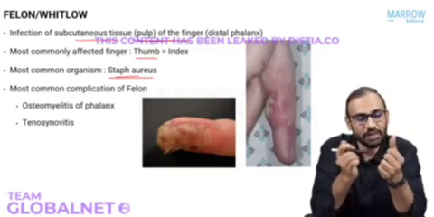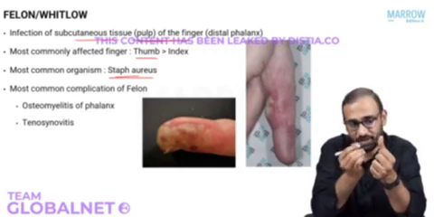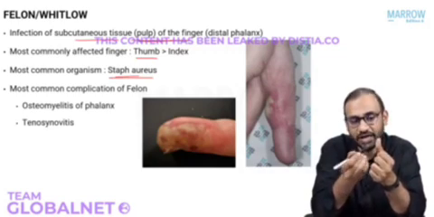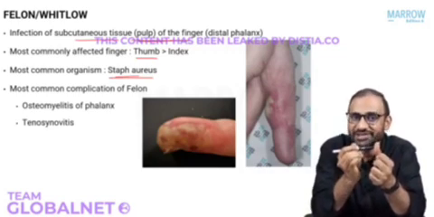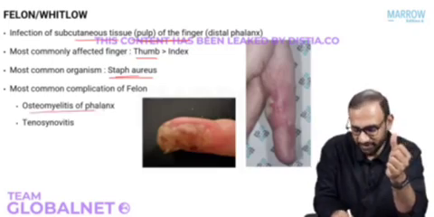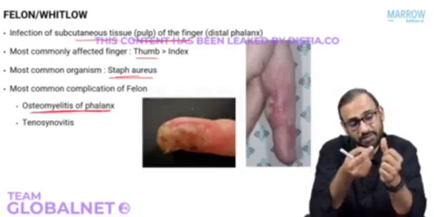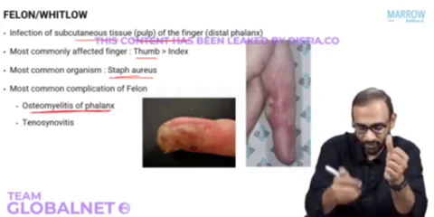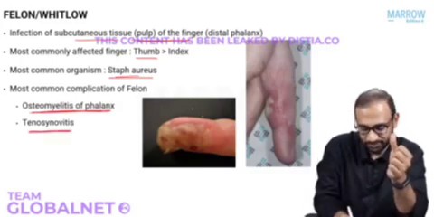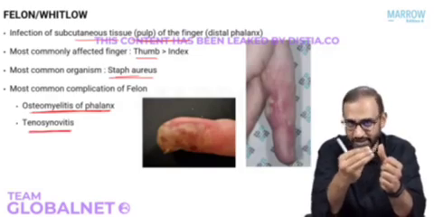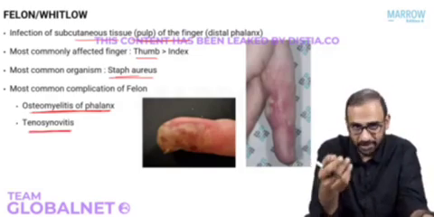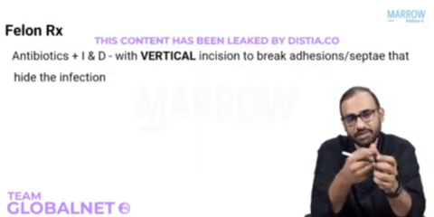Now, what are the complications? Why is it a problem? The complication is that because of this infection in the pulp, the infection can reach the bone, leading to osteomyelitis of the phalanx, right? Osteomyelitis of the phalanx is a very, very important complication of Felon or Whitlow. Sometimes it can reach the tendon, leading to tenosynovitis. So in order to prevent this, you need to treat it early.